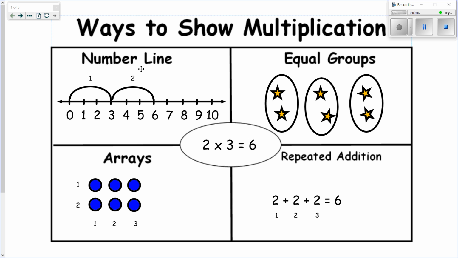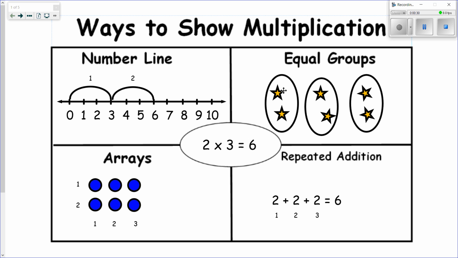So yesterday we were talking about four different ways you can show multiplication to help you understand better what it actually means. We talked about number lines, which is basically just skip counting and showing how many jumps you've made. So in this case, two jumps, counting by threes takes you to the number six. Two times three is six.